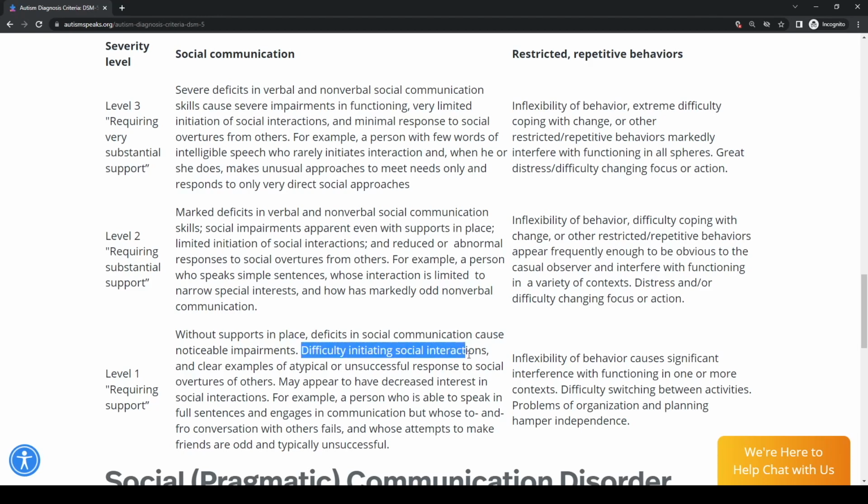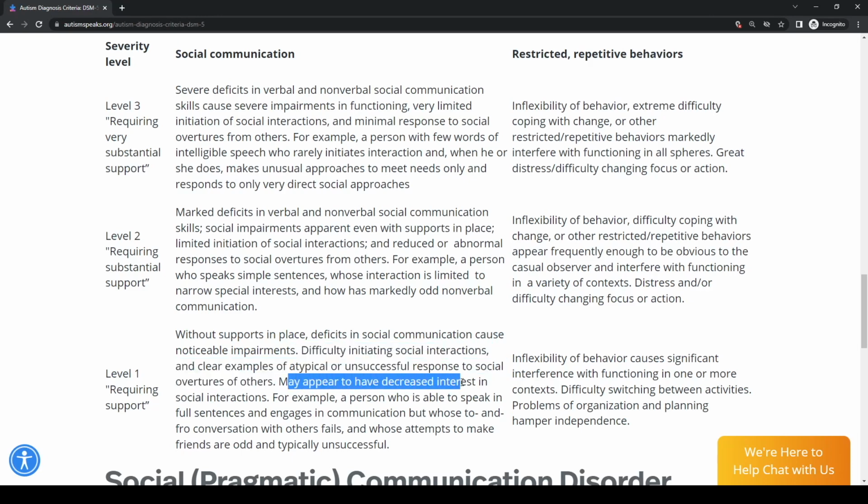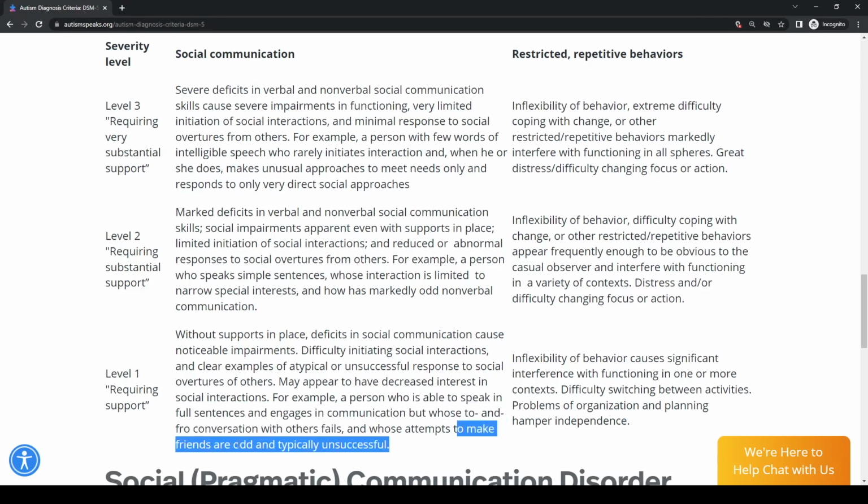Difficulty in initiating social interactions, and clear examples of atypical and unsuccessful response to social overtures of others. They may appear to have decreased interest in social interactions. So basically there are some noticeable impairments, but it's not something that will totally break the communication. For example, a person who is able to speak in full sentences and engage in communication, but whose to-and-fro conversation with others fails. So they can start talking with you, but they cannot just keep on going. And attempts to make friends are odd and typically unsuccessful. That's rather mean, but yeah.